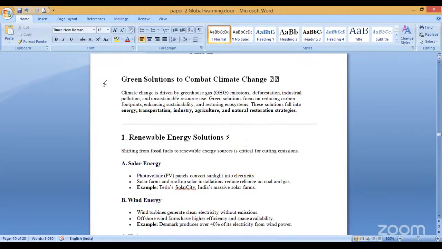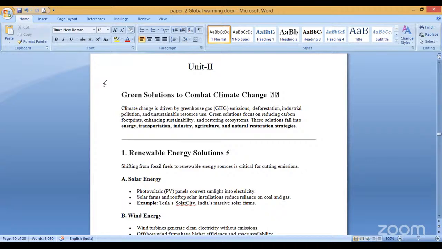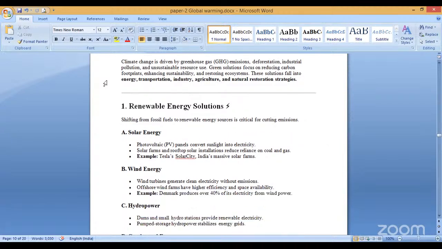I want to discuss this one more time. Why? Because it is also a most important one. That is the green solutions to combat climate change. Renewable energy solutions: shifting from fossil fuels to renewable energy sources is critical for cutting emissions.